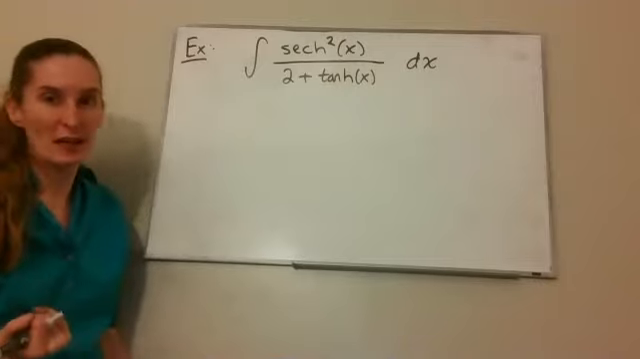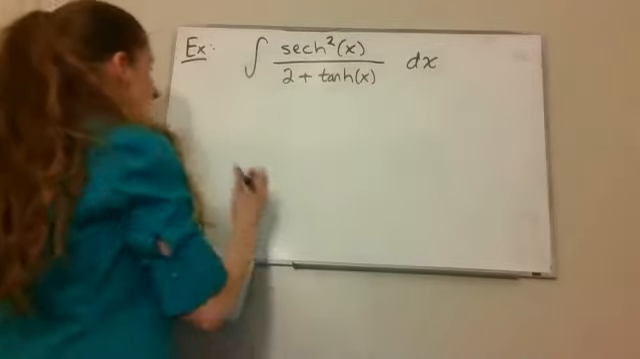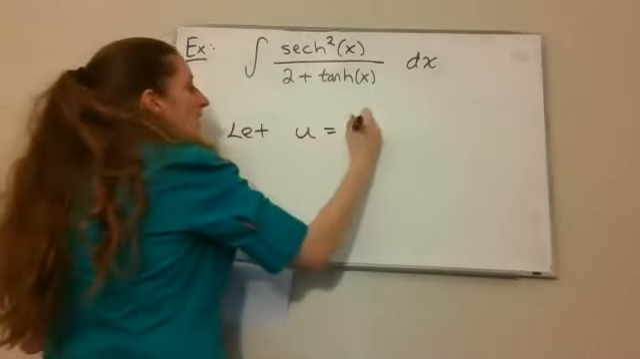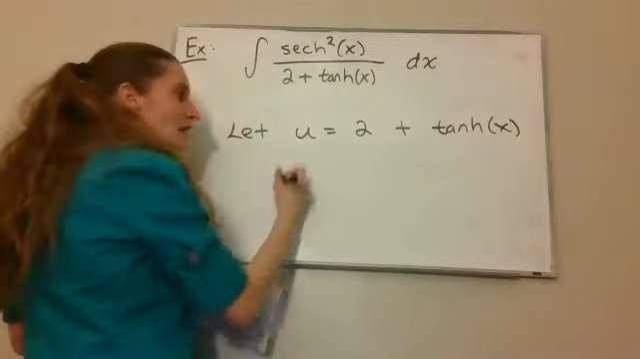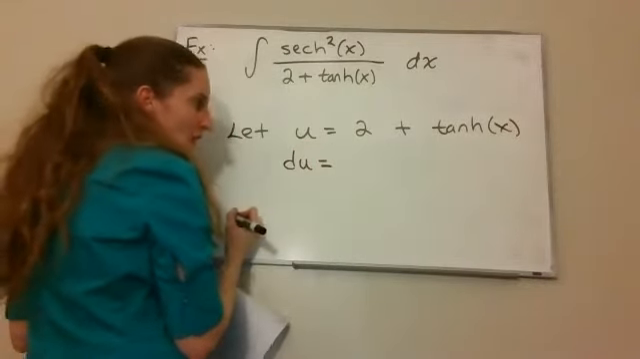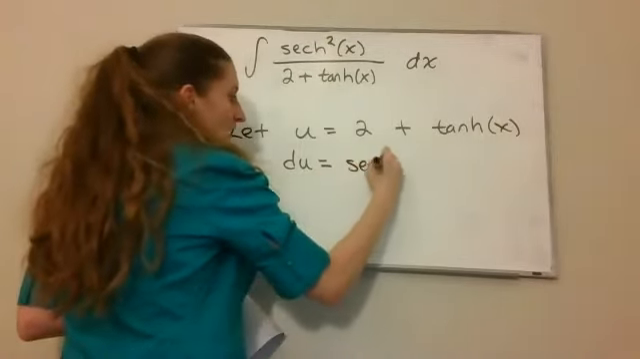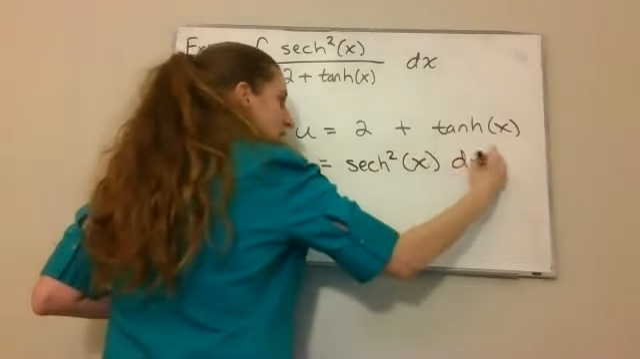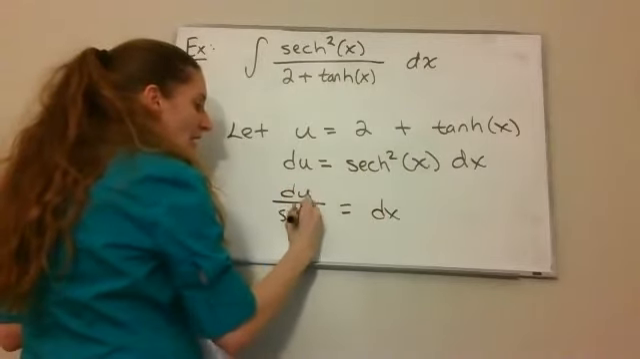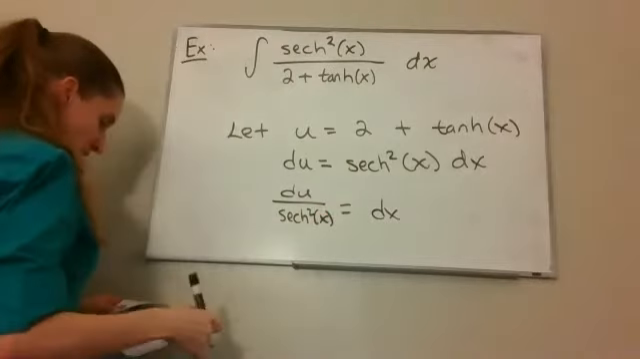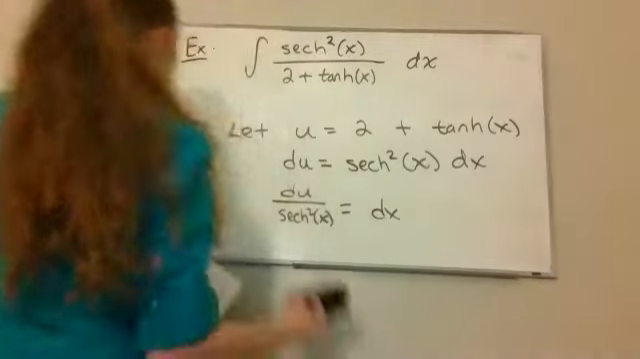Now that looks pretty terrifying, to tell you the truth, but we can handle this because we know how to do substitution. If I let u equal the entire denominator, 2 plus the hyperbolic tangent of x, well then du is the derivative of this. Derivative of 2 is 0. Derivative of the hyperbolic tangent is hyperbolic secant squared, and dx, which means my dx is du divided by hyperbolic secant squared.